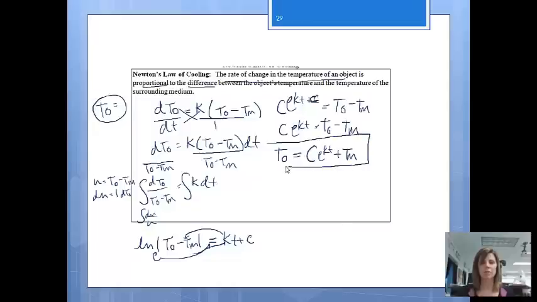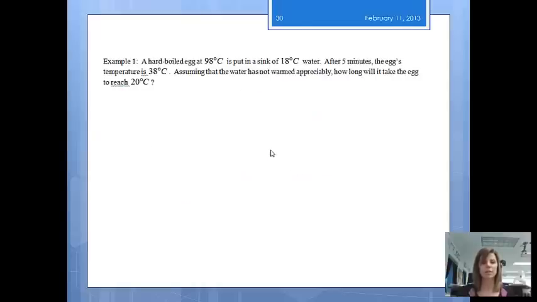This is the formula. Now that we have done the calculus behind Newton's law of cooling, when we do a Newton's law of cooling problem, we do not need to solve a differential equation every time. Just like we did on the exponential growth and decay problems, we can actually just use this formula. Let's dig into some problems.